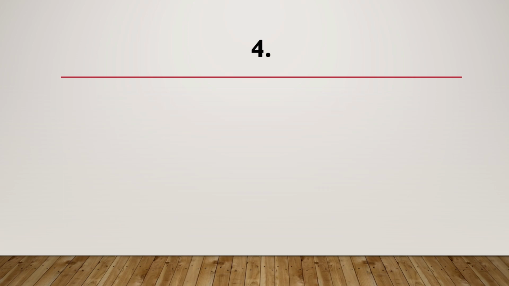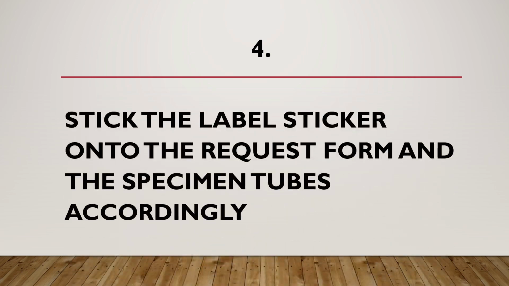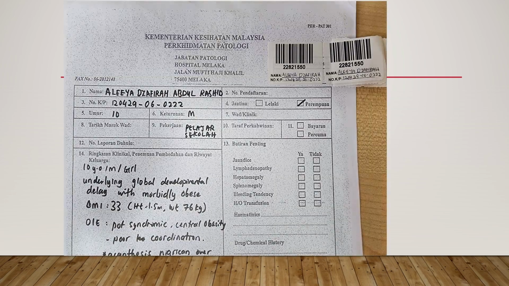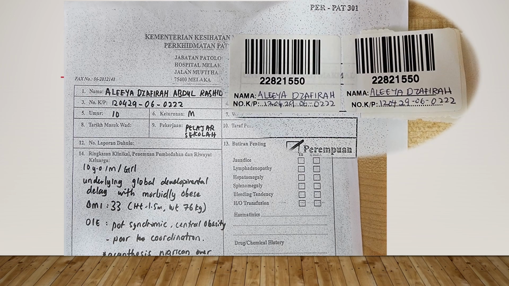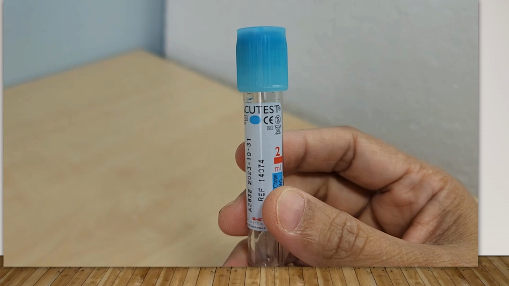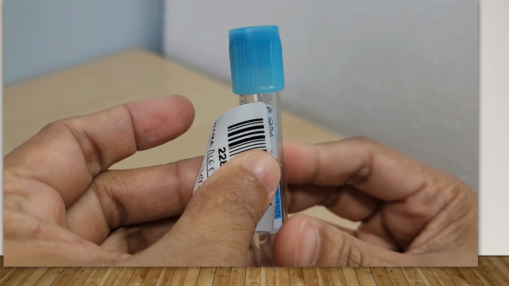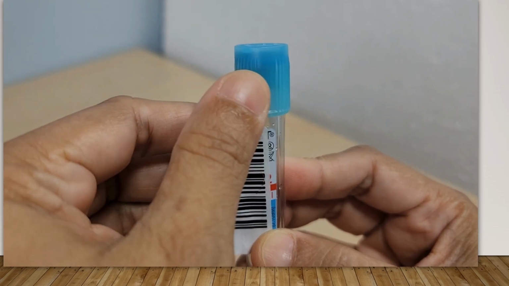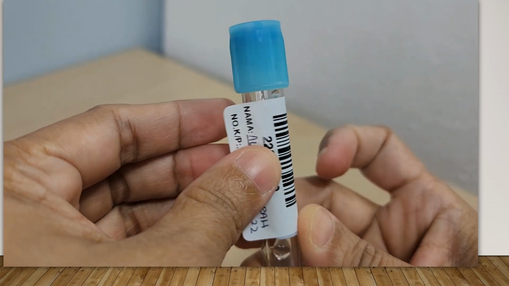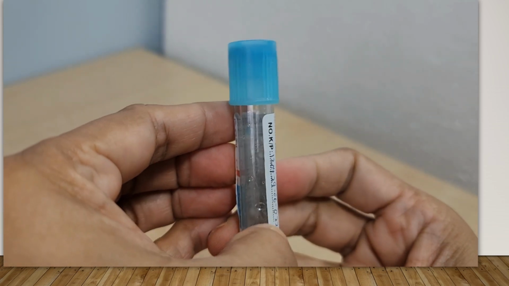The next step is to stick the label sticker onto the request form and the specimen tubes accordingly. You must write down the patient's name and full IC number on the label sticker. Please make sure the barcode number, patient's name and IC number tally between the form and specimen tube. Make sure the sticker is placed vertically and evenly on the tube, and not covering the clear side and level marker on the tube. This will help the lab technician to scan the barcode conveniently.